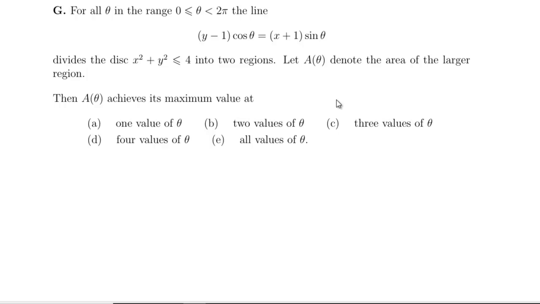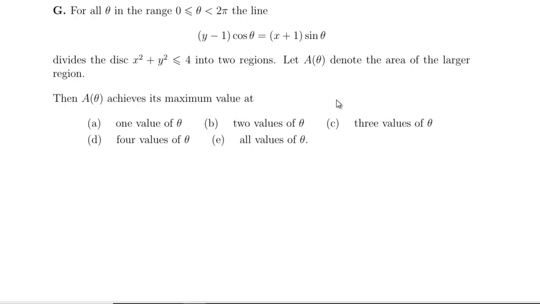G, all right, for all theta in the range 0, including 0, up to 2 pi, but not including 2 pi, the line that divides the disk x squared plus y squared is less than or equal to 4 into 2 regions. Let A of theta denote the area of the larger region. A theta achieves the maximum at how many different values of theta?